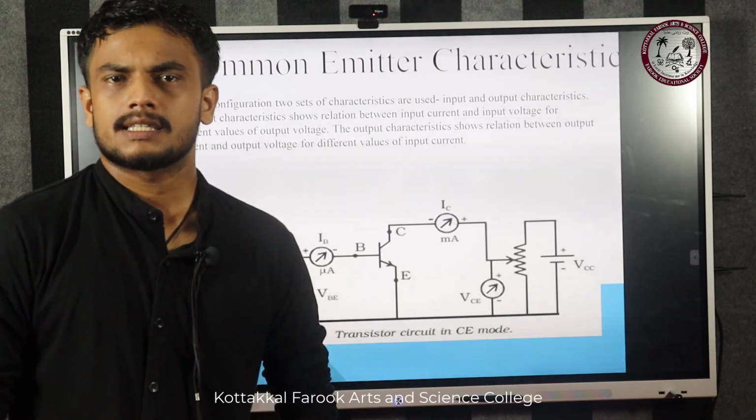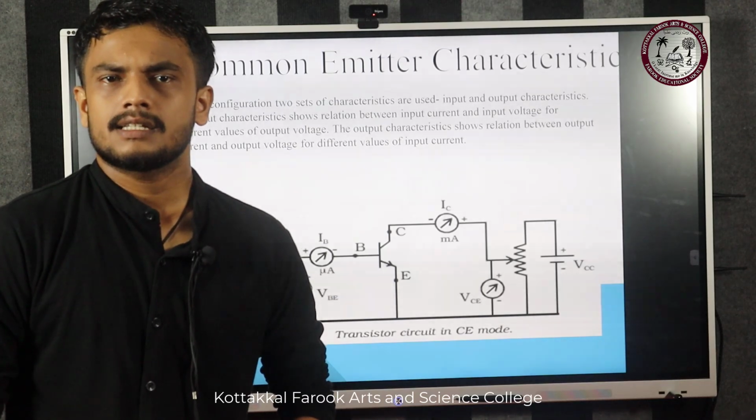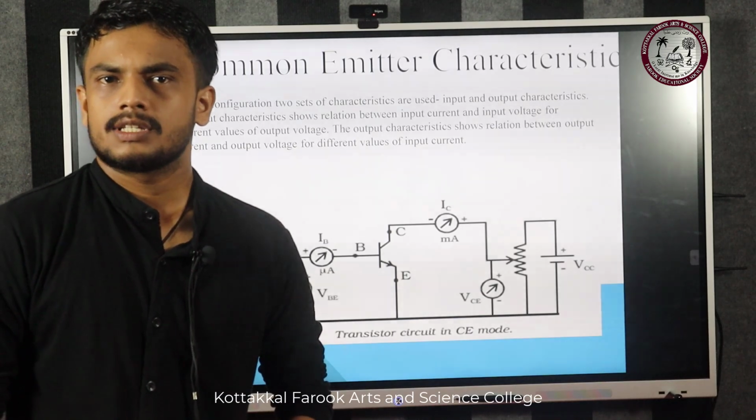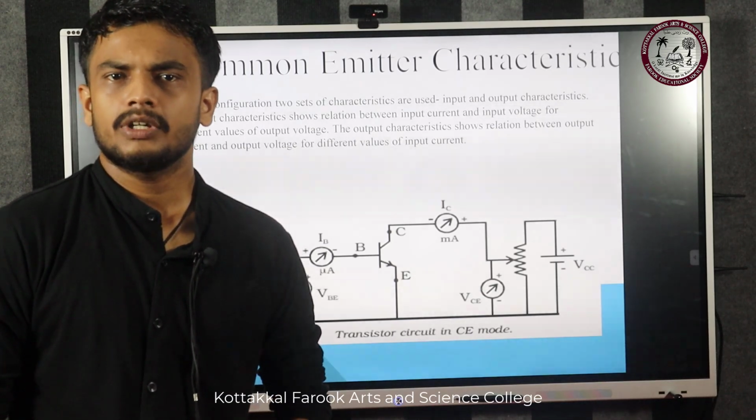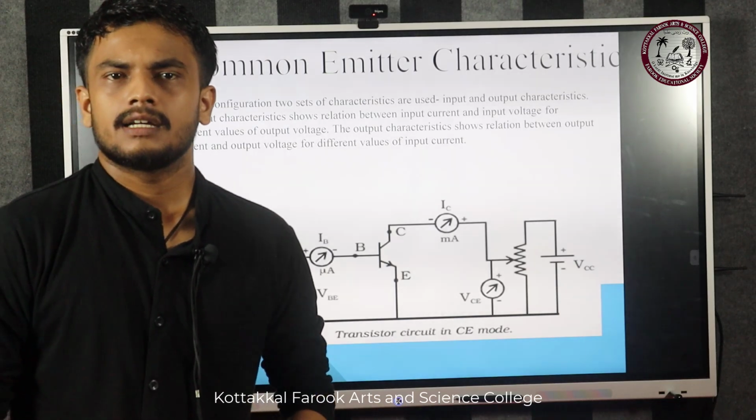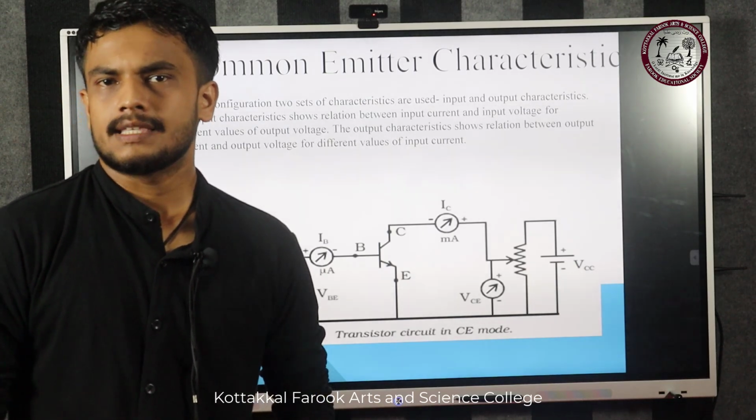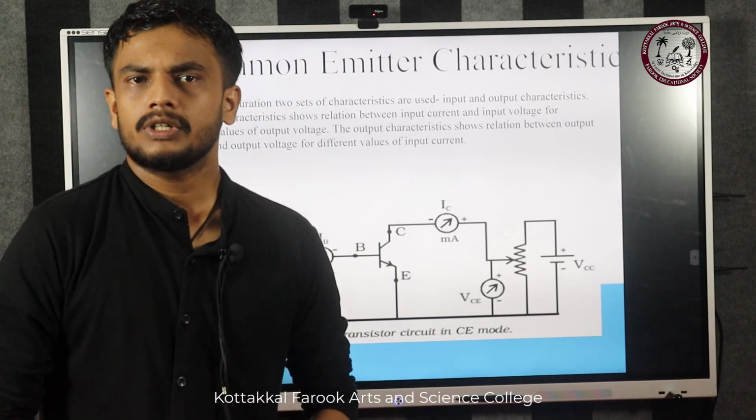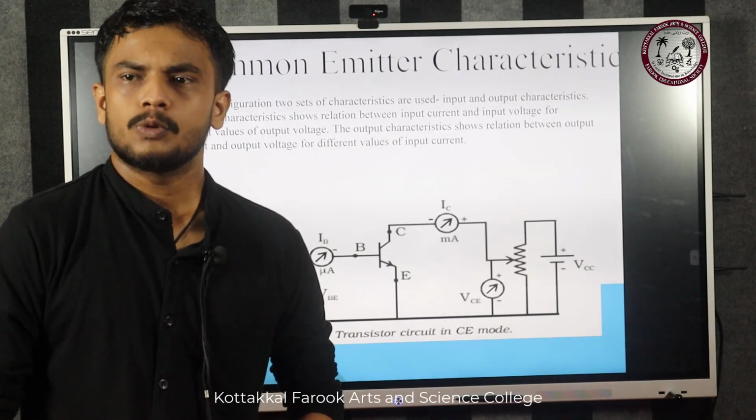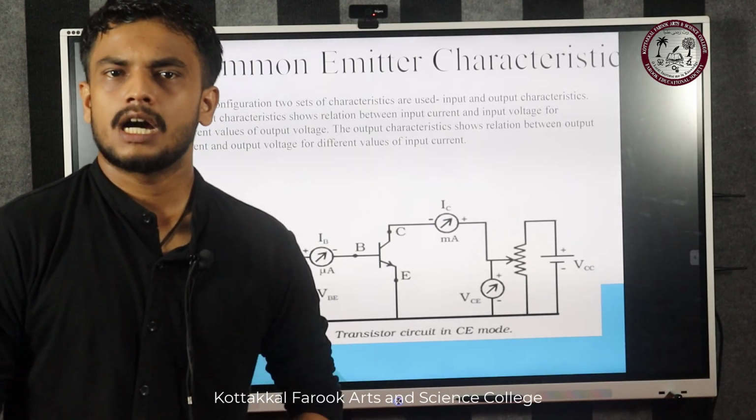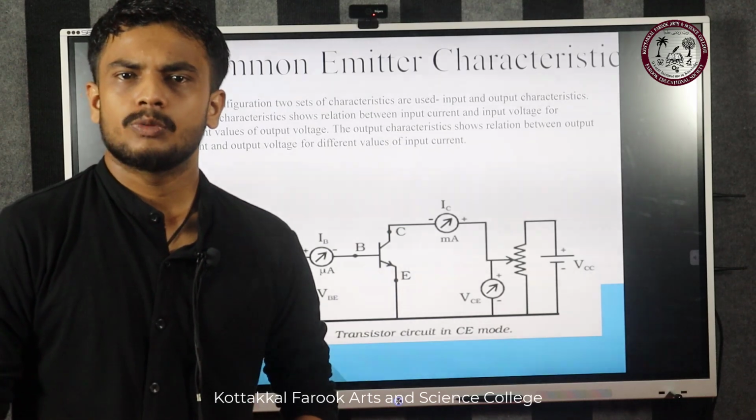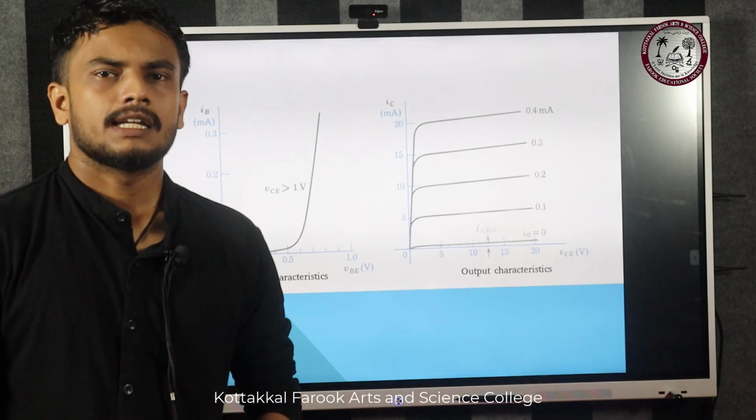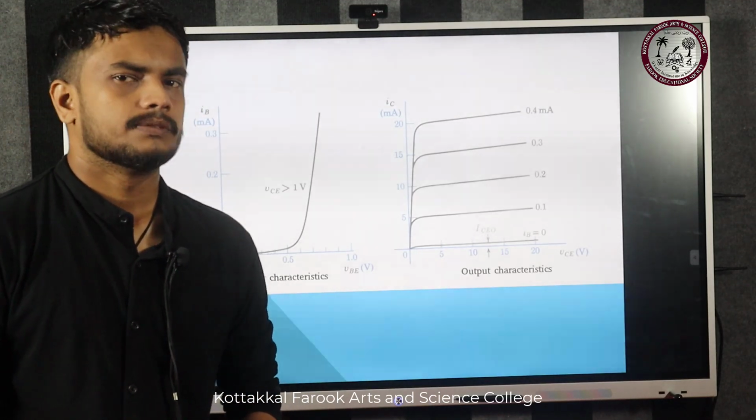The input characteristics are the characteristics between input current and input voltage at a constant output voltage. Here the input current is the base current and the input voltage is the base emitter voltage, and the output characteristics are the output current versus output voltage. Here output current is collector current and output voltage is collector emitter voltage. We get the input characteristics as shown in the figure and the output characteristics as in the figure.